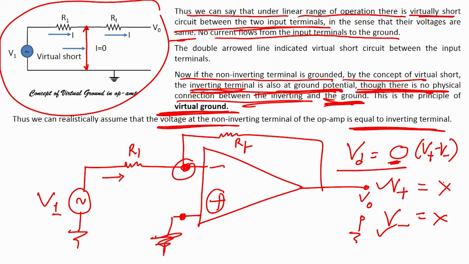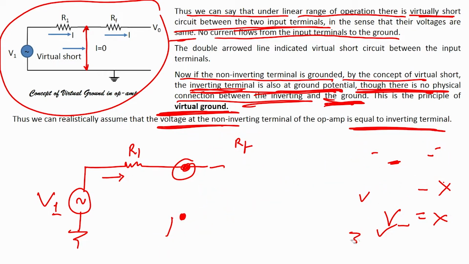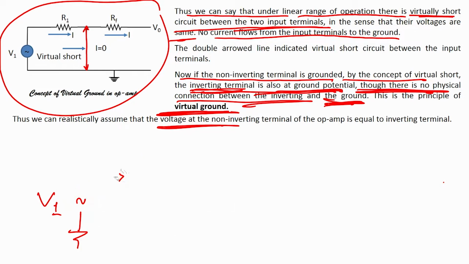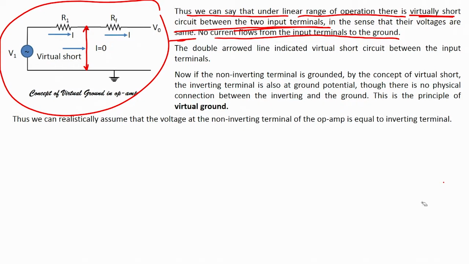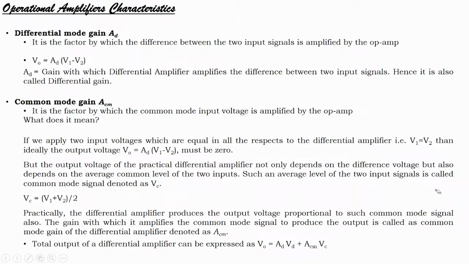Alright. That means that we can realistically assume that the voltage at the non-inverting terminal of the operational amplifier is equal to that at the inverting terminal. So, this is what is your virtual ground. Now, I hope that you can understand what we mean by virtual ground. Now, we know what we mean by virtual ground. So, let us see other characteristics of an operational amplifier.